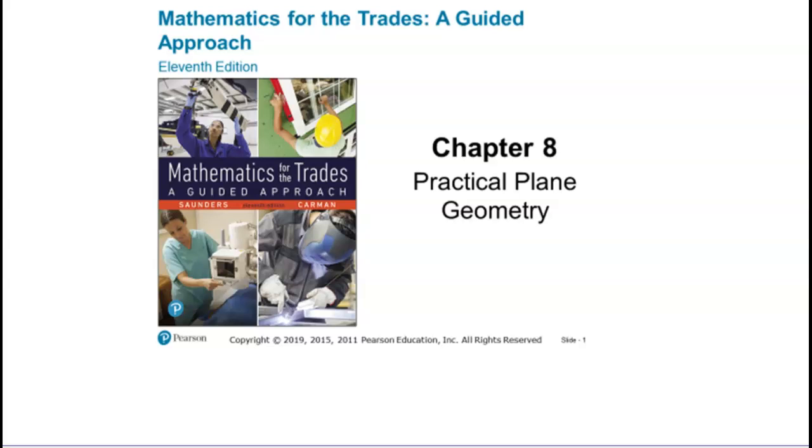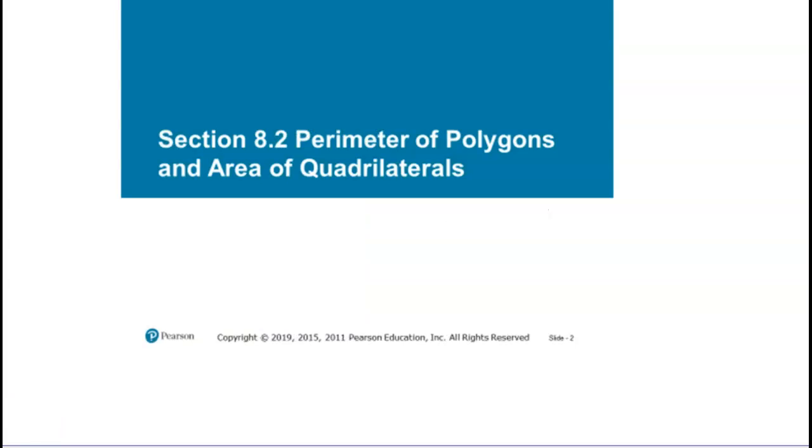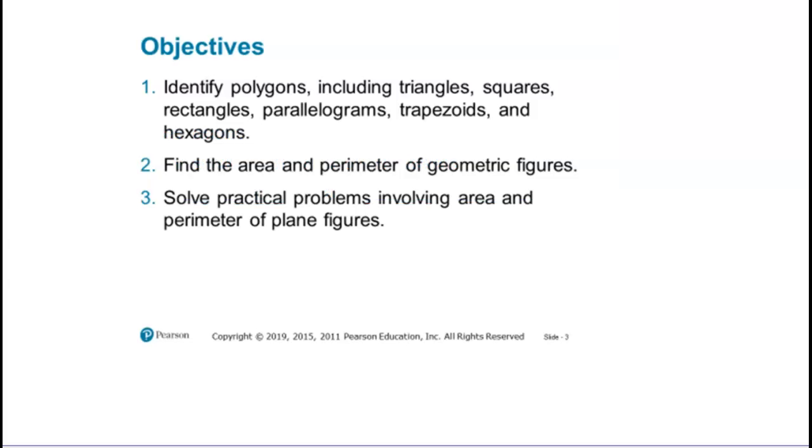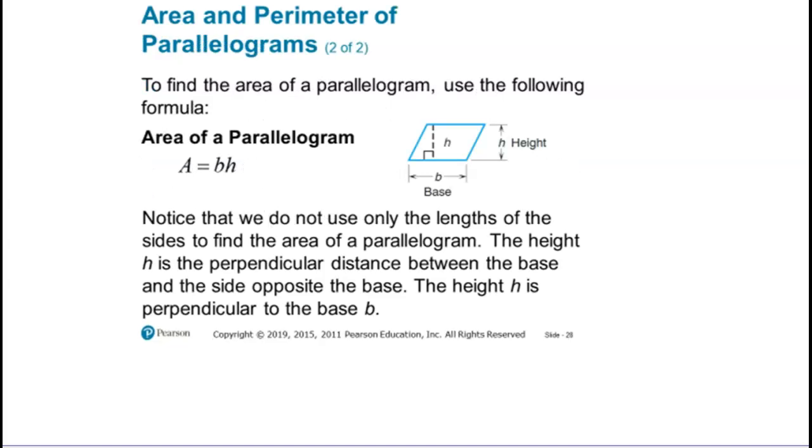This last recording for this module, we'll be looking at Chapter 8 and continuing to look at geometry. We're going to look at the perimeter of polygons and the area of quadrilaterals and continue looking at those. It's the same objectives that we had in the last video. This is a continuation of that. I just wanted to break it up so that it was not going to be so long.